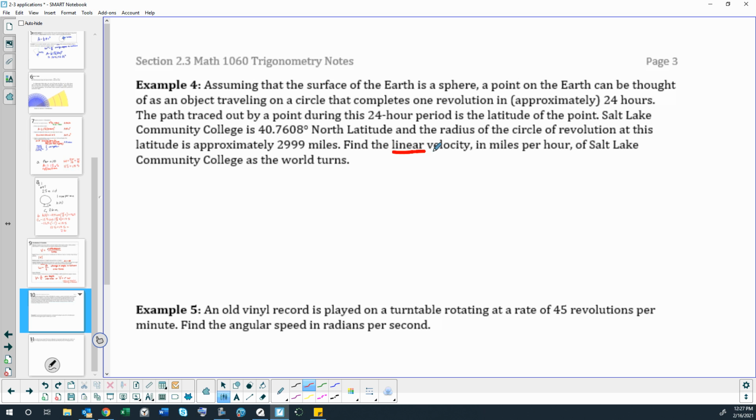Fun. Okay, so we're finding linear velocity. So we know that linear velocity is related to angular velocity by doing r times omega, right? We just saw that formula. Okay, so we need to find omega. So omega can be found by taking the angle over a certain period of time. So in this case, in one day, we have one rotation of Salt Lake Community College all the way around. So that would be a complete rotation of 2 pi, correct? And in that time frame, it's one day, so it's 24 hours. So that means that omega would be pi over 12 radians per hour.